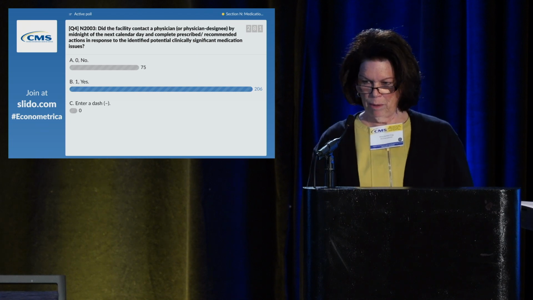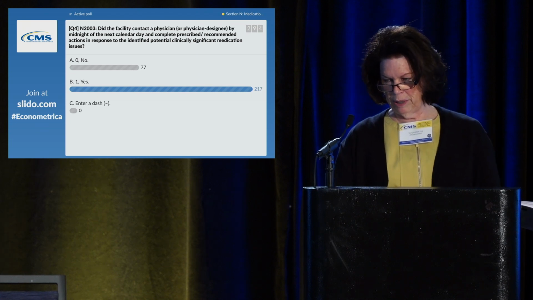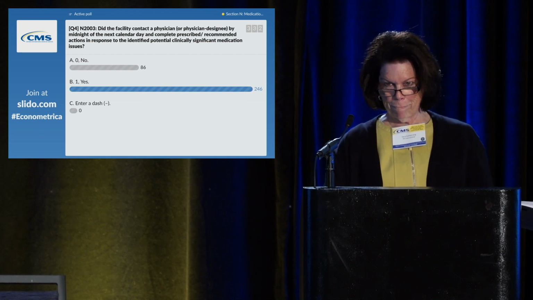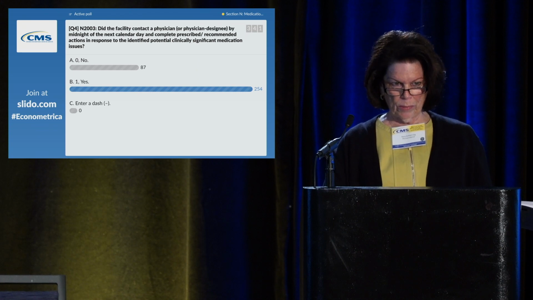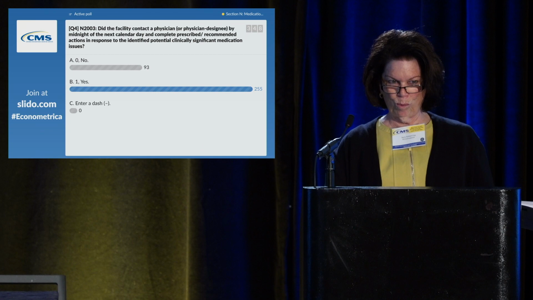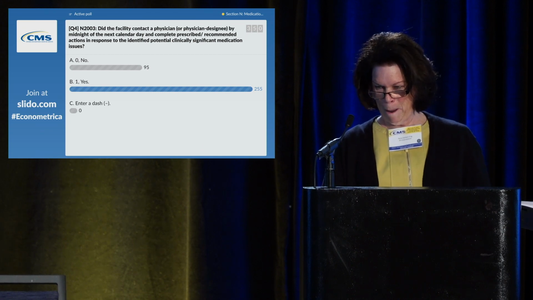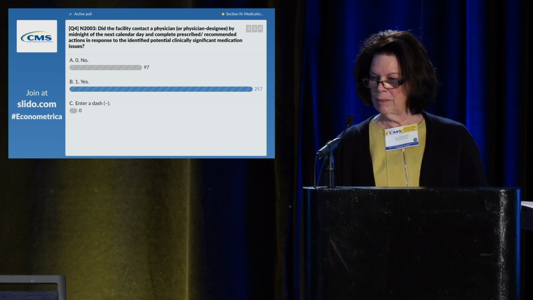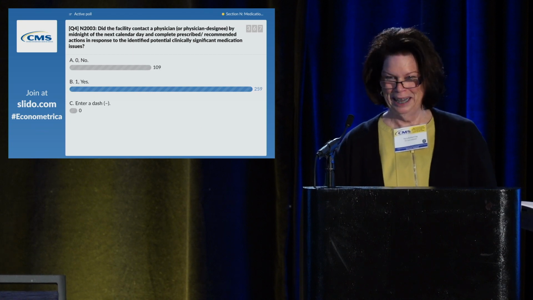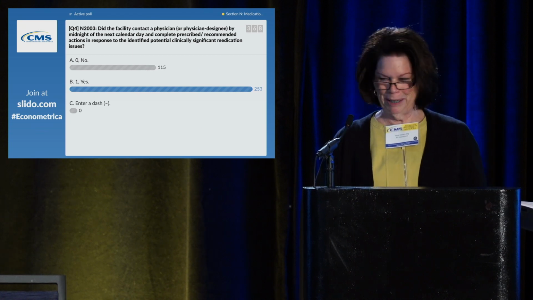As you're thinking about coding N2003, think about that laboratory test that I mentioned and the timeliness of that laboratory test. Okay, I need to do more work on this one. So we'll move on to the correct response.